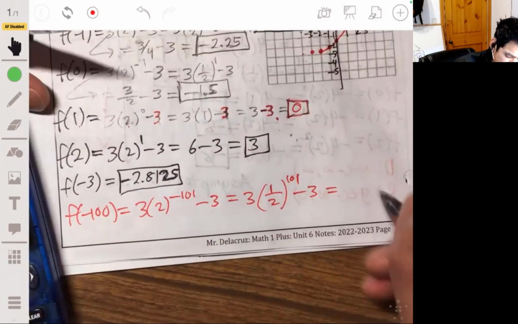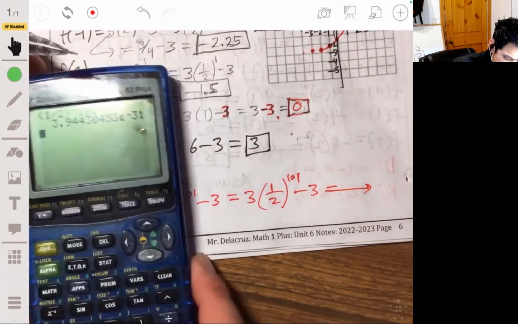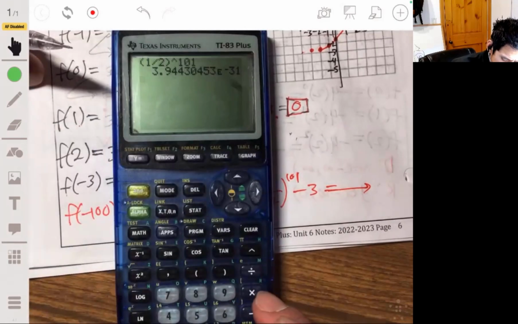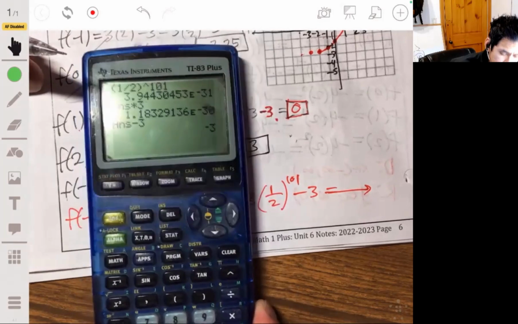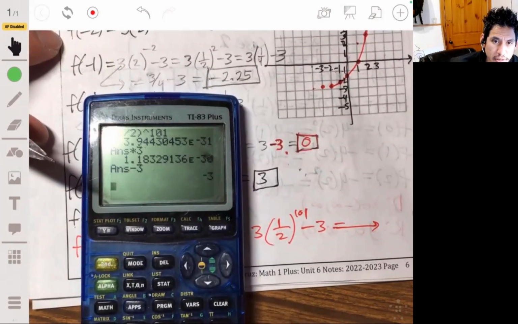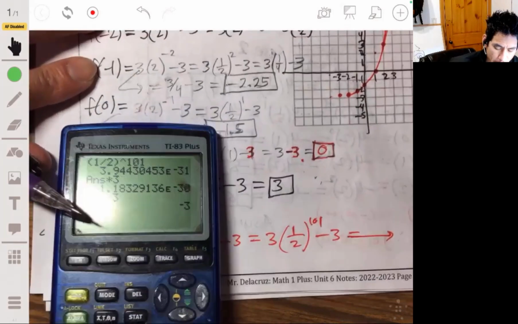So let me actually write it so you can see. Well, let me multiply this by 3, then subtract 3. So this times 3, then subtract 3. I get -3. It gets so close that the calculator can't even deal with it.